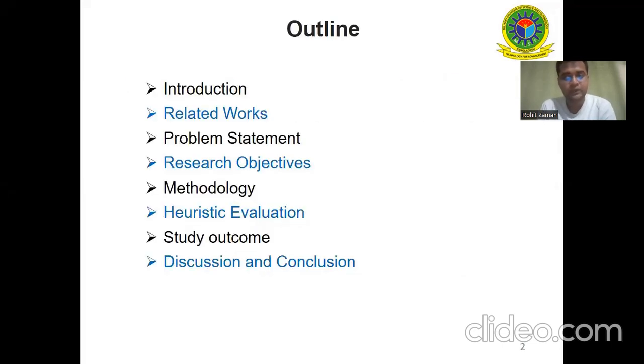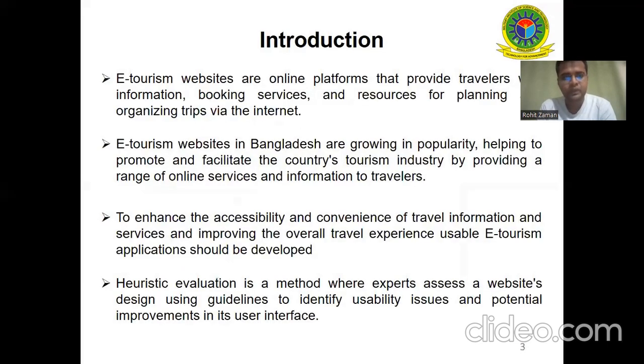So here is the outline of our presentation. First of all, I'm going to discuss the introduction, then related work, then problem statement, research objective, methodology, heuristic evaluation, study outcome, and then discussion and conclusion. So first, let's discuss the introduction.